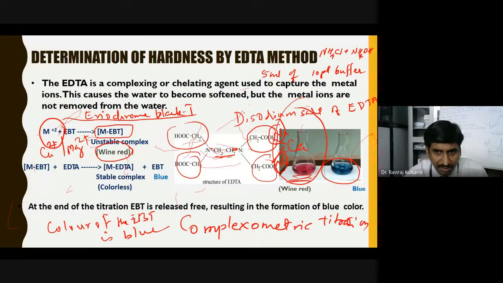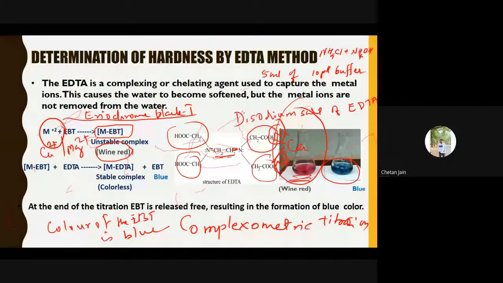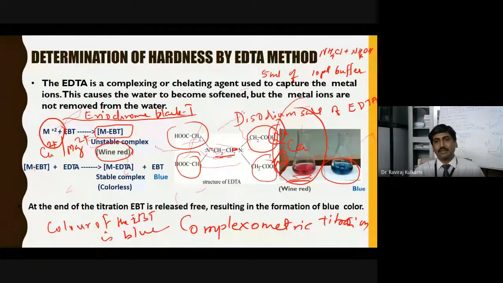What do you have to do to prepare it? You have to take 0.8 to 1 gram of disodium salt of EDTA. Why do we take the disodium salt of EDTA? Because it is more soluble in water, and also the sodium ions can be easily replaced with calcium or magnesium ions.